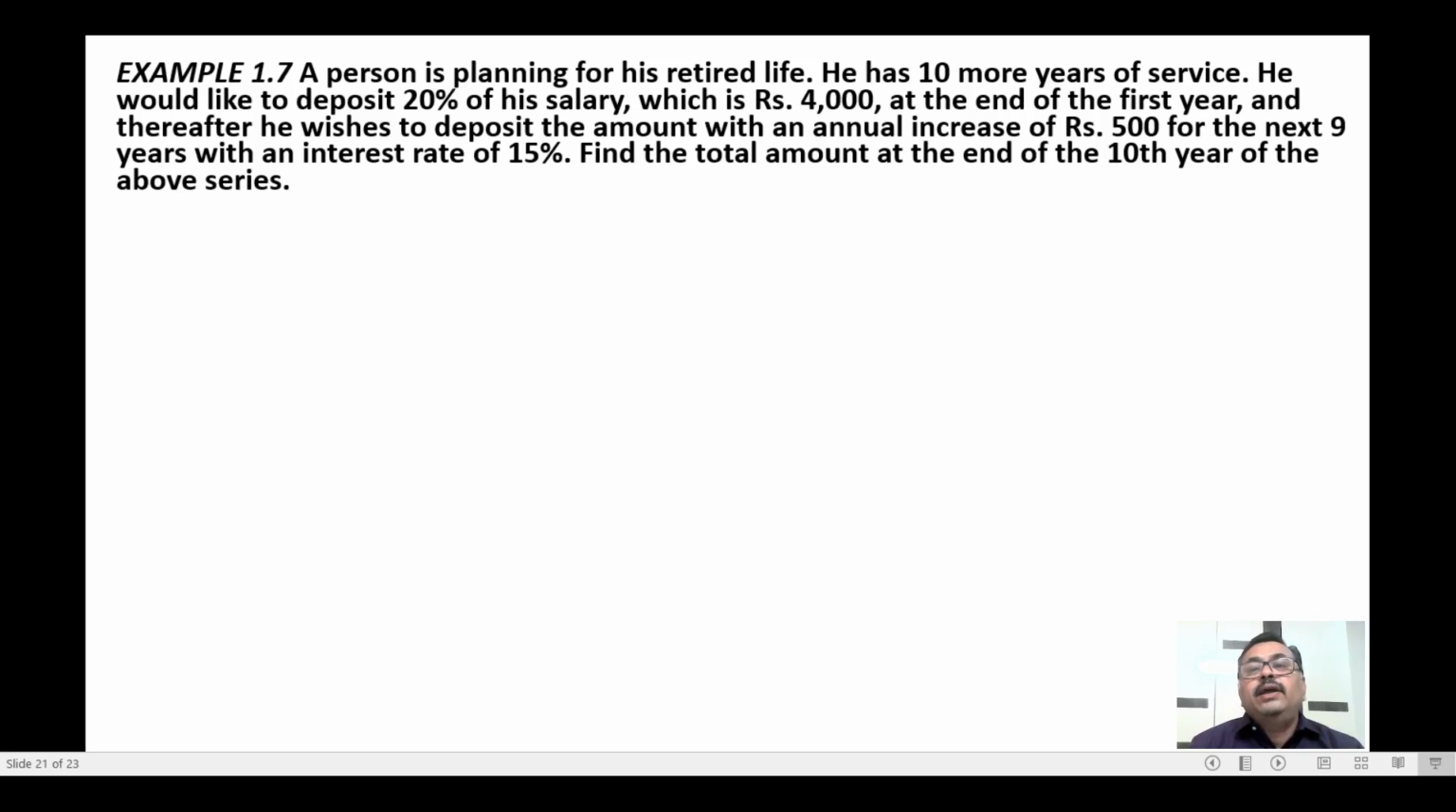The annual increment that he is getting is rupees 500 for the next 9 years with an interest rate of 15%. The interest rate is 15%, not 20%. The 20% is the amount that he is depositing. Find the annual amount at the end of 10th year of the above series.